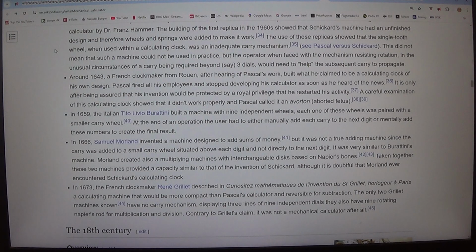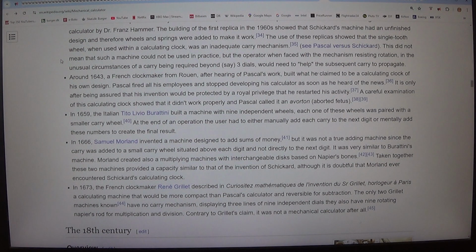This did not mean that such a machine could not be used in practice, but the operator, when faced with the mechanism resisting rotation, in the unusual circumstances of a carry being required beyond, say, 3 dials, would need to help the subsequent carry to propagate.